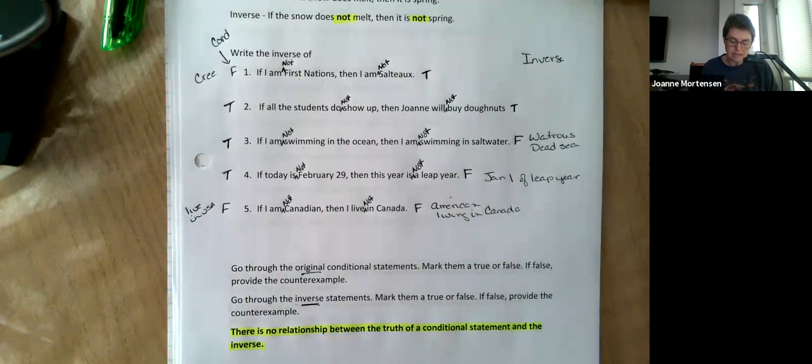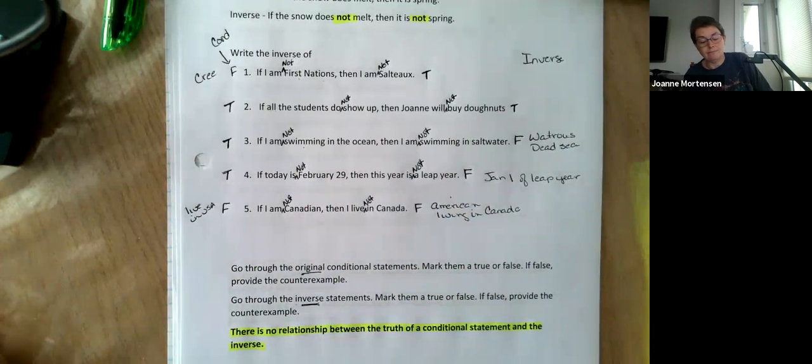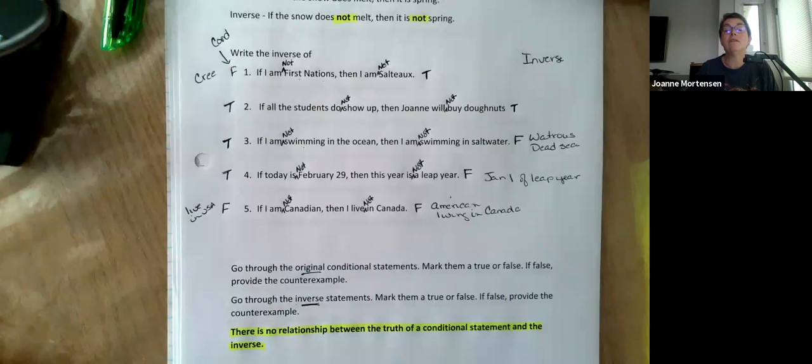So the key here on this one is there is no relationship between a conditional statement and the inverse. So if one's true, it doesn't mean the other one is going to be true. Remember, I promised you that there is going to be some matching sets. We still have not found them.